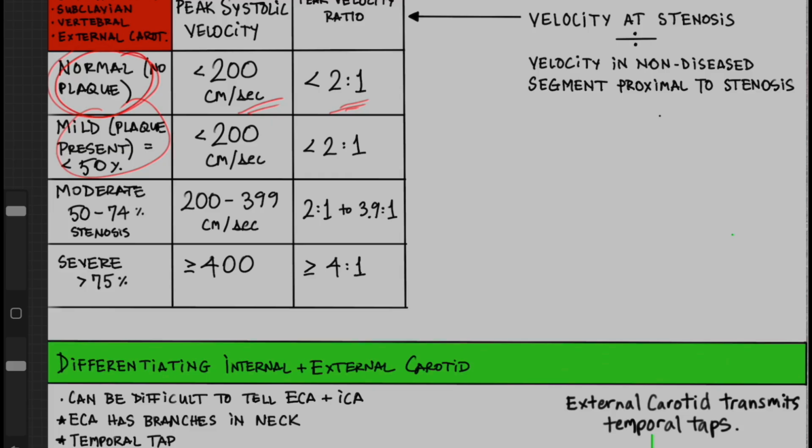Mild disease, there's plaque present, and these are the velocity parameters: less than 200 centimeters per second, less than 2 to 1. Again, these are the same. So there is no velocity cutoff to define the difference between normal and mild disease.